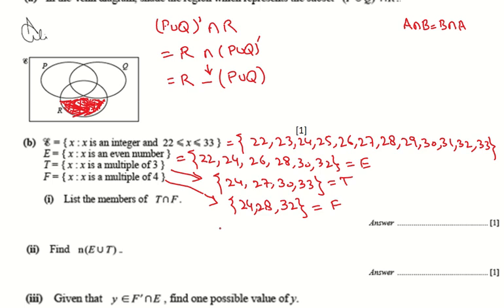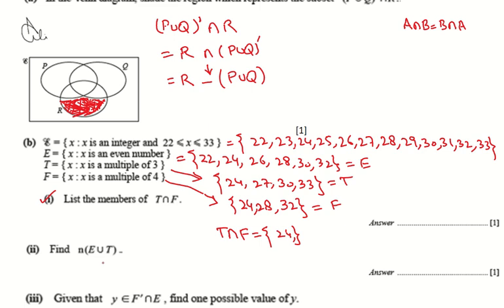Now T intersection F. First we find the number 1 part first. T intersection F means the common elements which are in T and F. 24 is common, and only 24 is common. So this is the only one element, which is 24, in T intersection F.